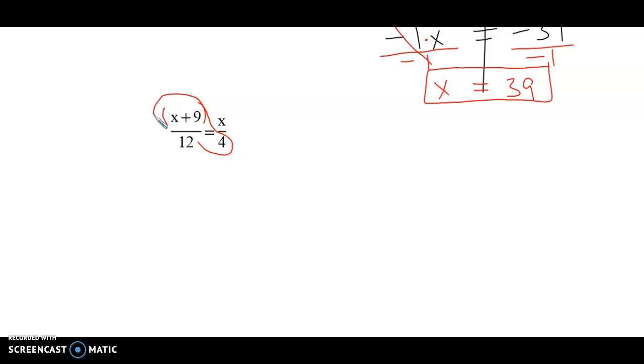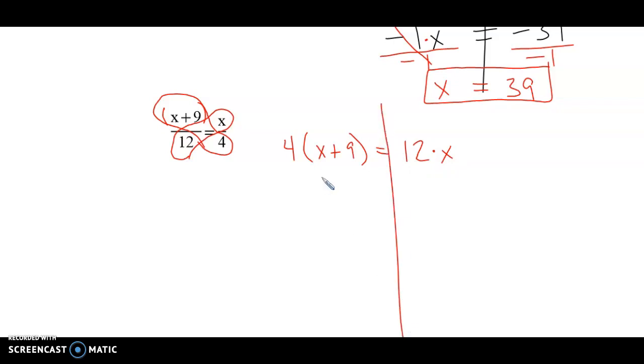So I'm going to take it at the diagonal, just like I did in the last problem. I'm going to rewrite it. So I've got 4 times x plus 9 in parentheses, set equal to my other cross product, which is 12 times x. And I can just go ahead and put 12 times x here. You could go ahead and simplify it and put 12x. That's fine. Now we have parentheses, so we need to distribute.